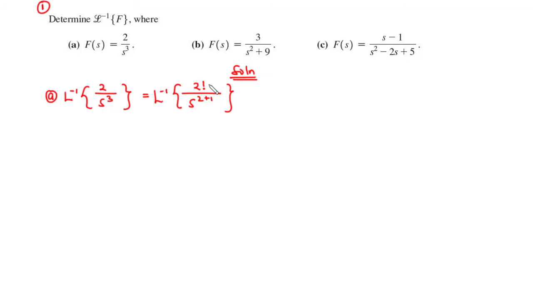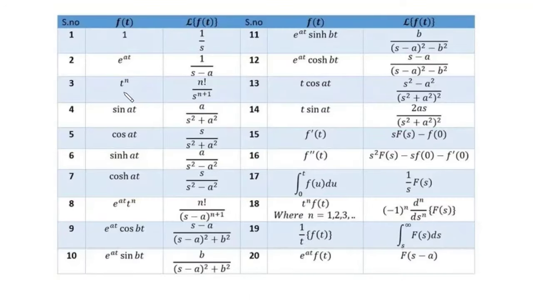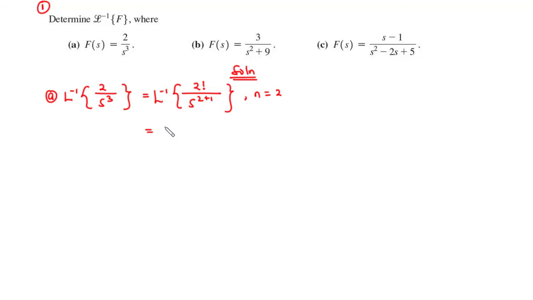So we can simply represent 2 at the numerator as 2 factorial. Now the moment you are able to do this, it means that this Laplace transform corresponds to the function t to the power n. In this case we have n to be 2. Therefore we say that the inverse Laplace transform of this function is equal to t to the power 2. That is the inverse Laplace transform of the given function.